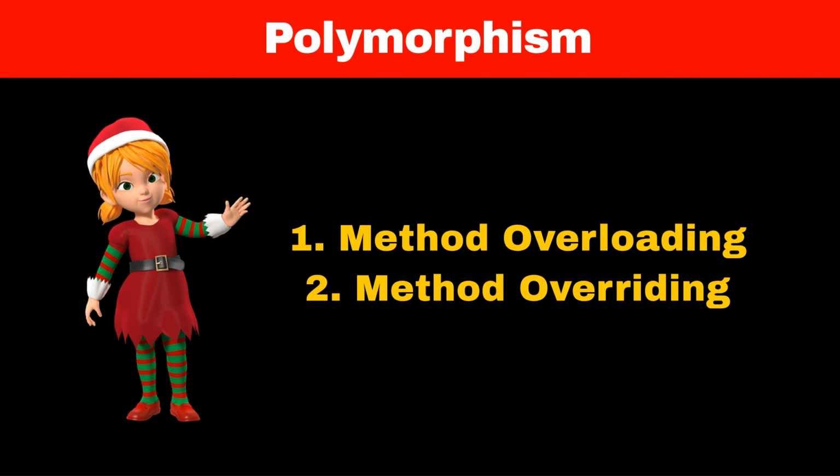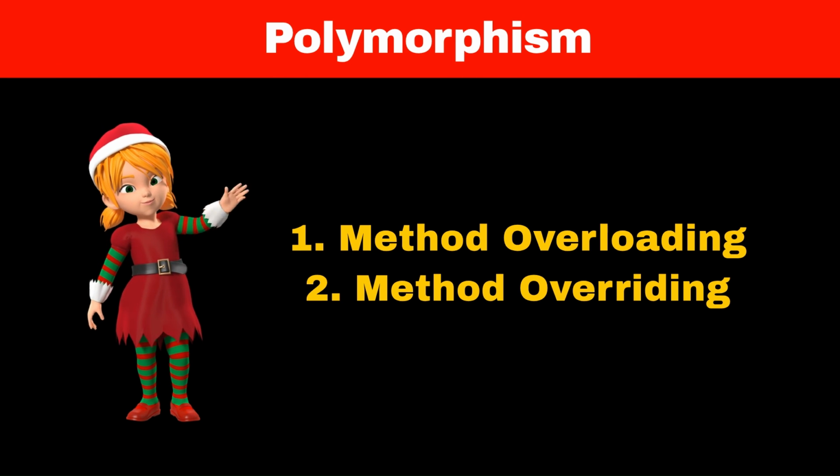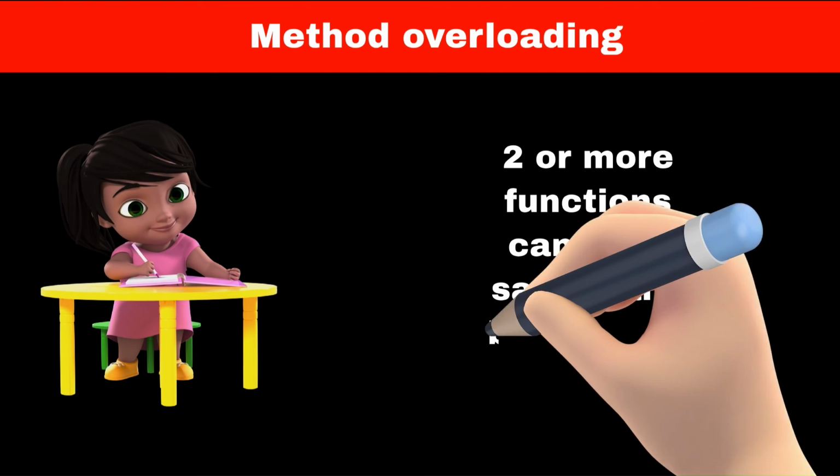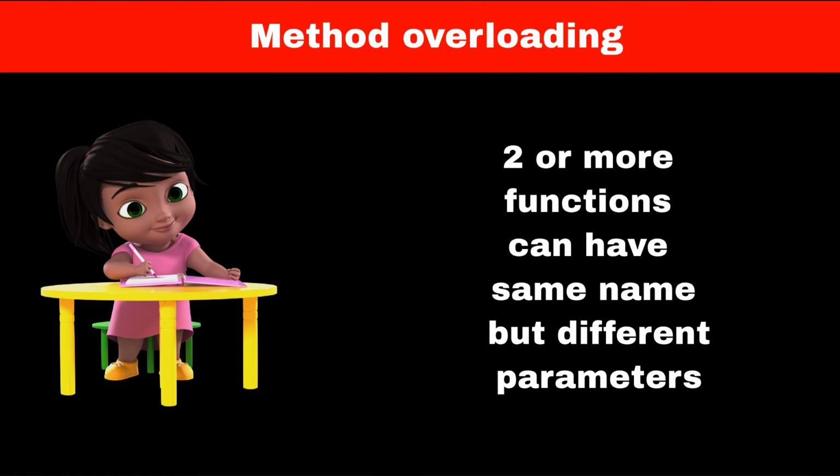We can implement polymorphism using two types. First is method overloading and another is method overriding. Now let's understand about method overloading. Method overloading or function overloading is a feature that allows a class to have multiple functions with the same name but with different parameters. Consider we want to add two numbers.